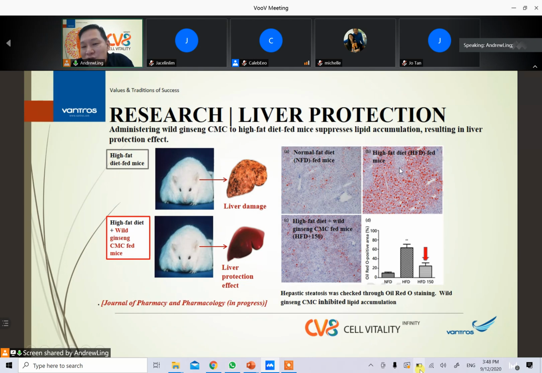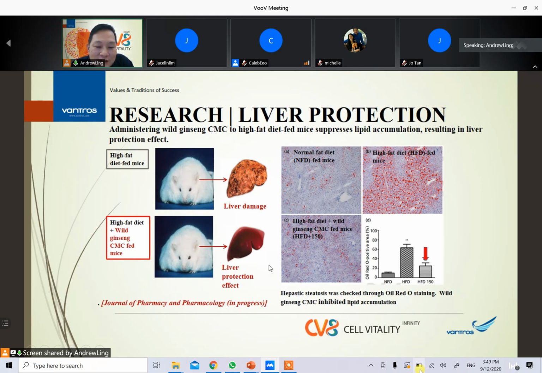The second mouse they fed with a high-fat diet, and after a certain period of time you can see all the red dots start to form on the liver itself. The third mouse they fed a high-fat diet together with wild ginseng CMC, and you can see the surface of the liver is as good as the one having a normal fat diet.